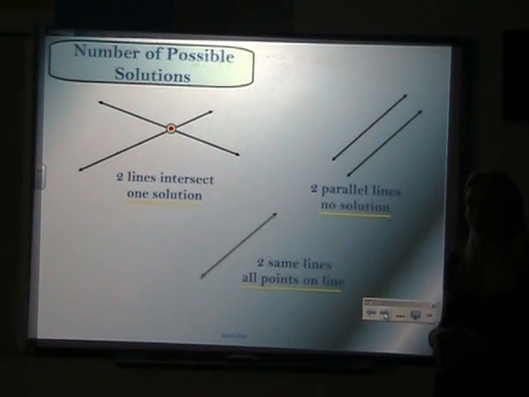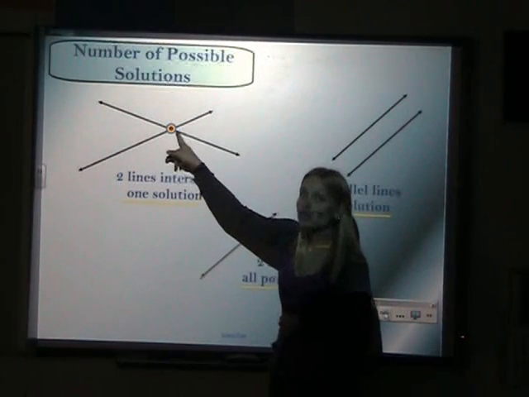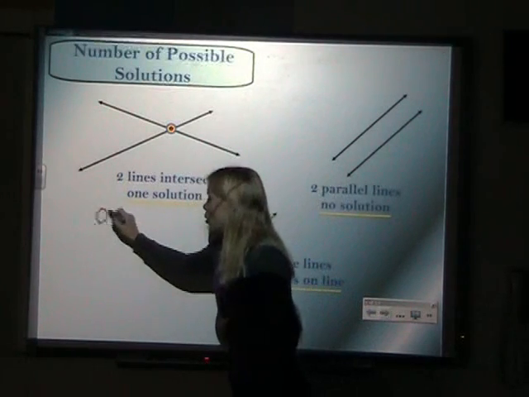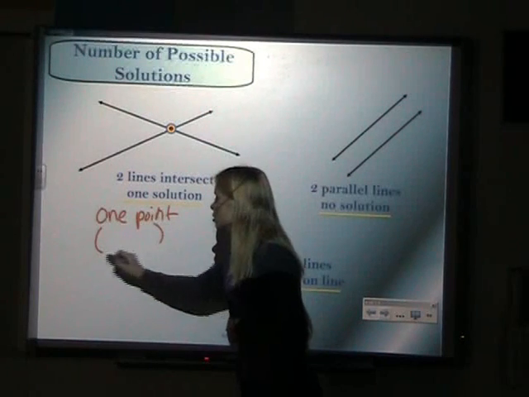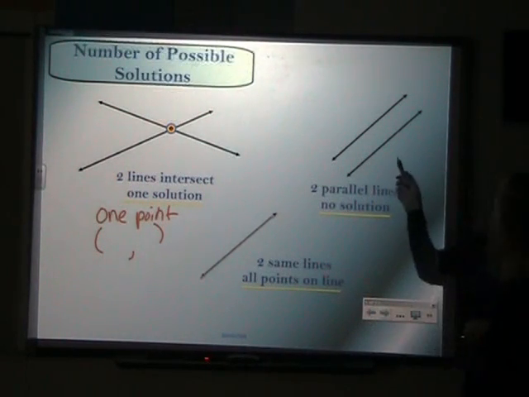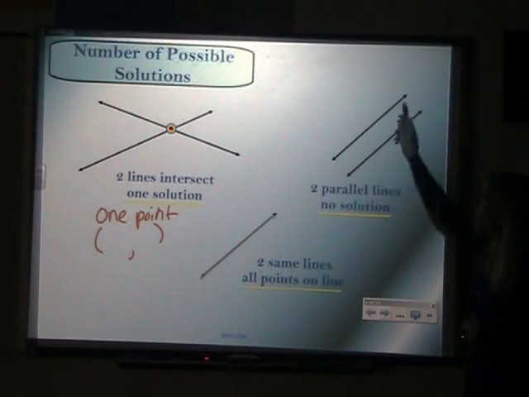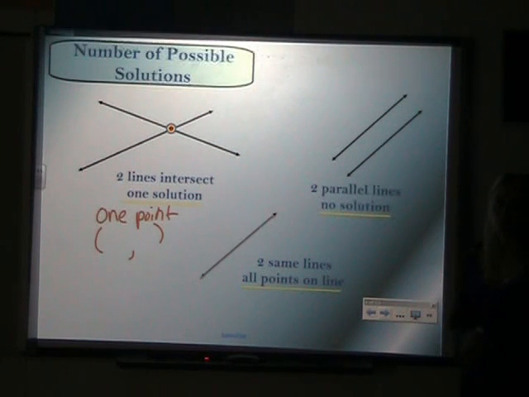The different number of possible solutions. You can have two lines that intersect at exactly one spot. So this is going to have one solution, one point. I need to make sure I write my answer in coordinate point form. You could have two parallel lines. This would have no solutions. And if I draw two parallel lines from my problem, I would just write down on my paper, no solutions to that.